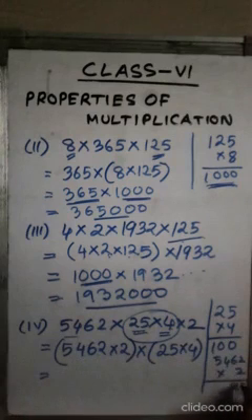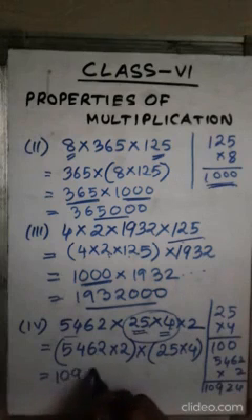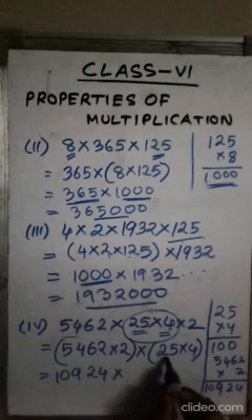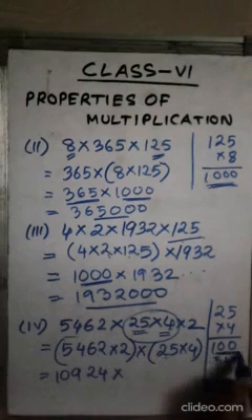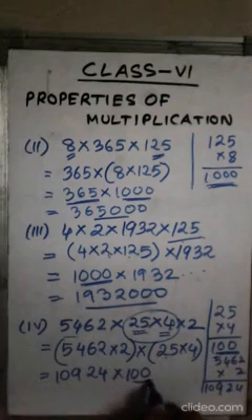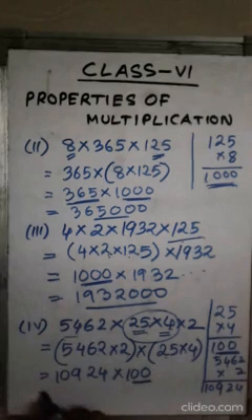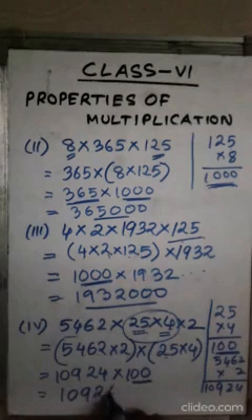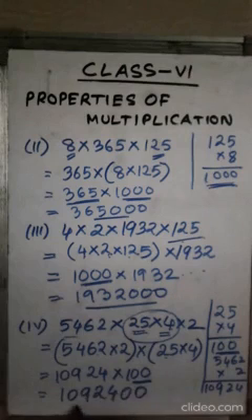2 into 2 is 4, 2 into 6 is 12, 2 into 4 is 8, 2 into 5 is 10. So 10,924 into 100. Two zeros, multiplication by 100 is very easy. Just add the two zeros after this number, 1,092,400 will be the answer. So rearrangement of the numbers makes the multiplication easier.